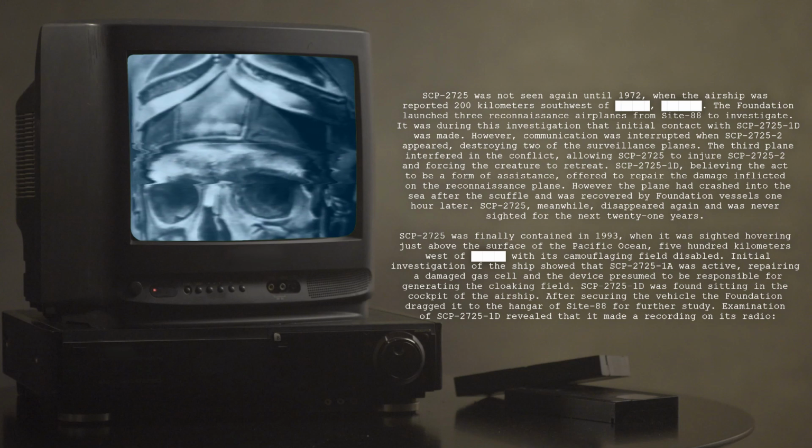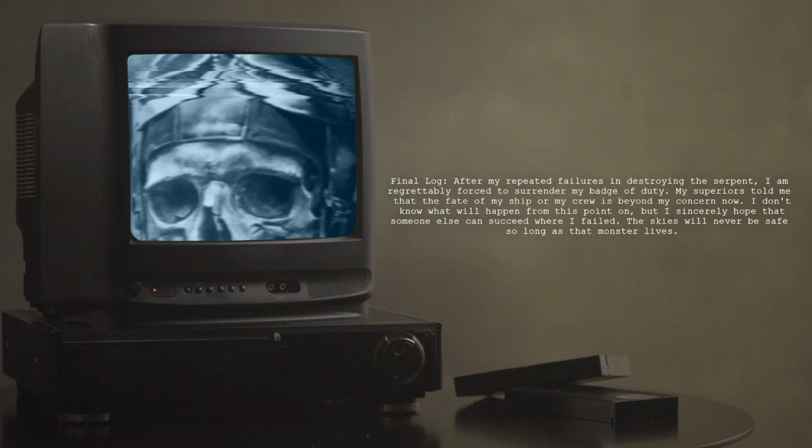Initial investigation of the ship showed that 1A was active, repairing a damaged gas cell and the device presumed to be responsible for generating the cloaking field. 1D was found sitting in the cockpit of the airship. After securing the vehicle, the Foundation dragged it to the hangar of Site 88 for further study. Examination of 1D revealed that it made a recording on its radio.